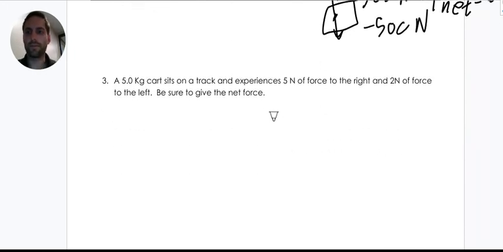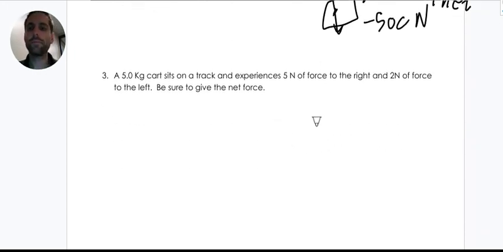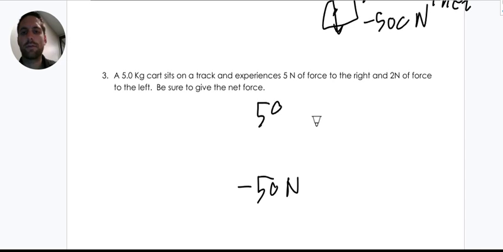For number 3, I have this mass, this 5 kilogram cart. It sits on this track and experiences this force to the right, and a 2 newton force to the left. I need to find this net force, so 5 times 10 is 50 newtons going down, and 50 newtons going up.